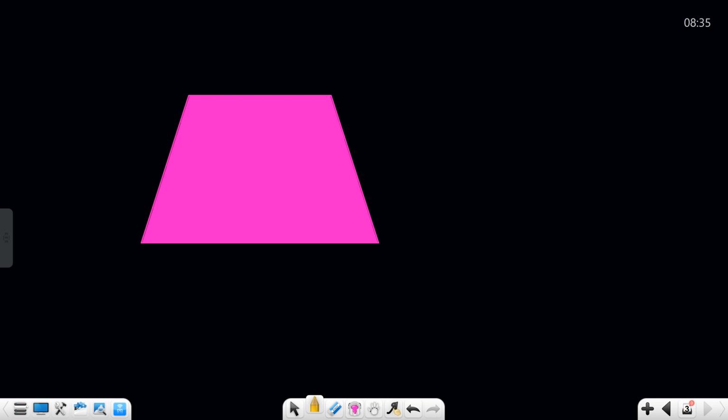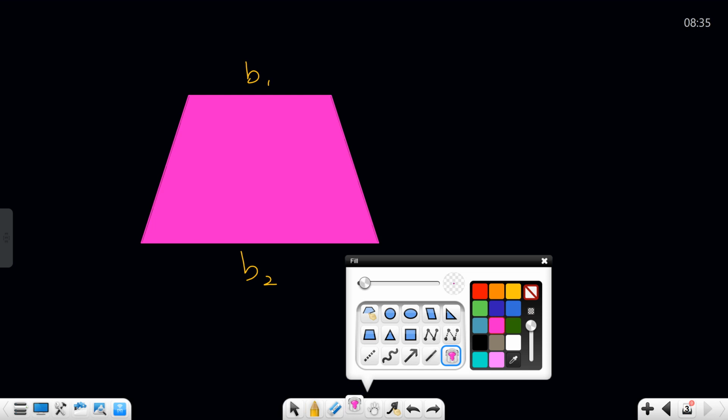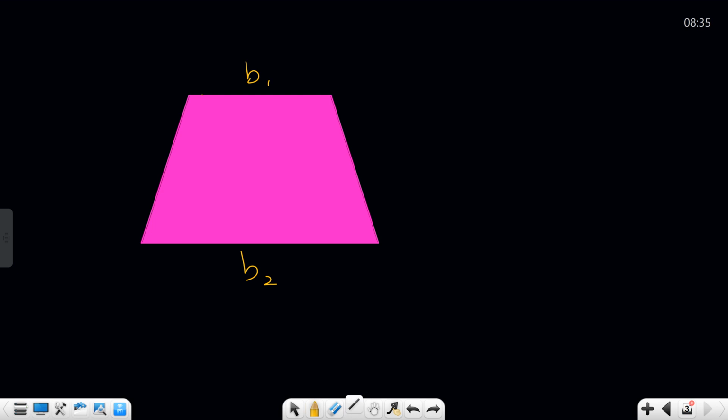Okay, good. Two things we're concerned about in this trapezoid. One is B1 and B2. It's got two different bases. The bases are the parallel sides. And then there's a height just like we had in the parallelogram. So our height would be this vertical. You know what? I can do that better. We'll make it all fancy. The height is that perpendicular distance between the bases.